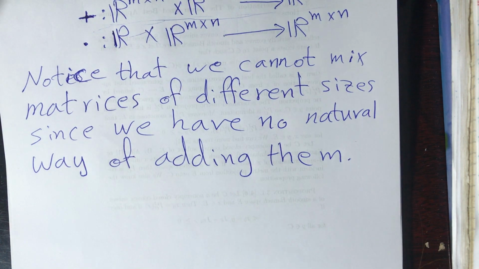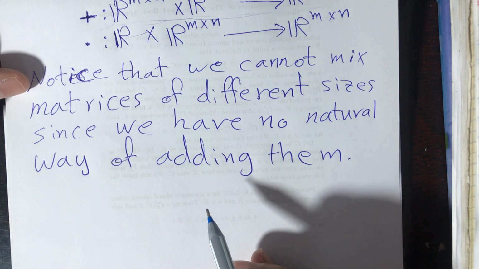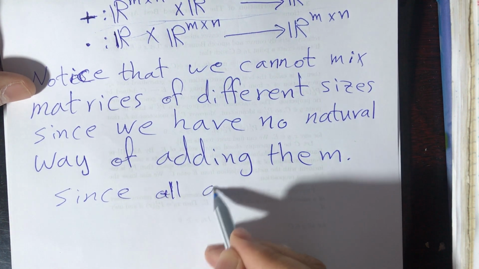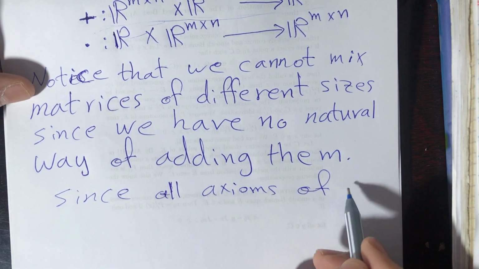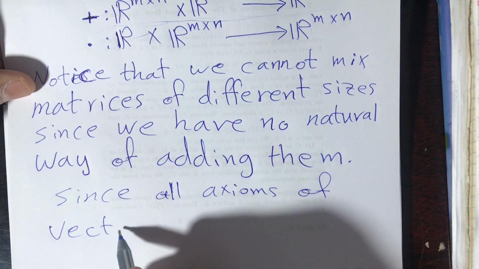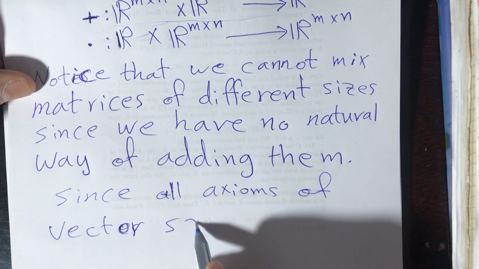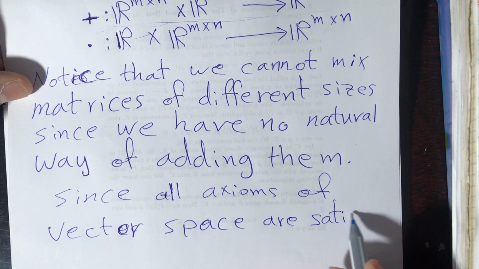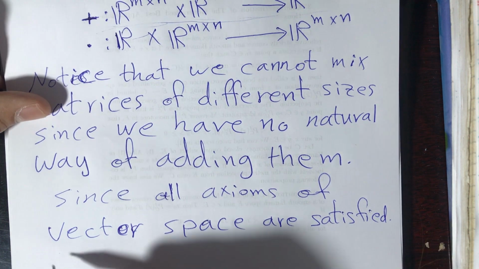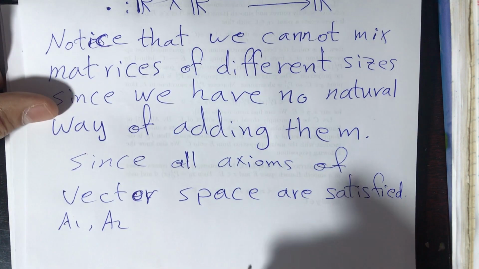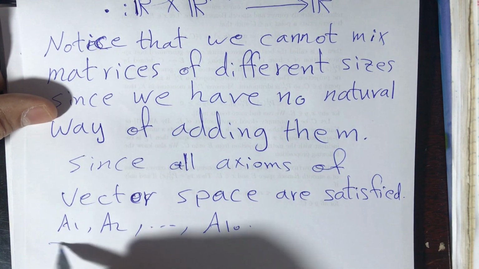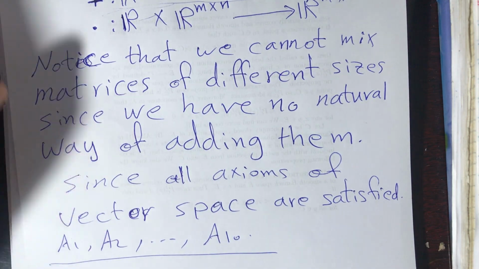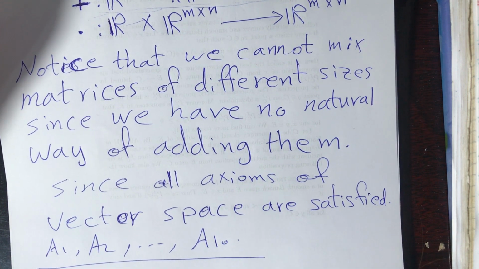Now we have to prove that all axioms of vector space are satisfied. A1, A2 until A10, all of them are satisfied. So this is clearly a vector space. This is page number 1.